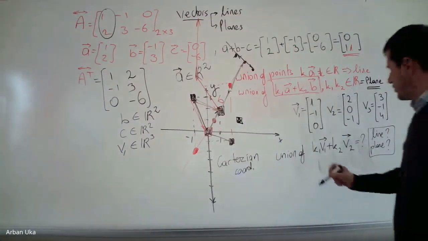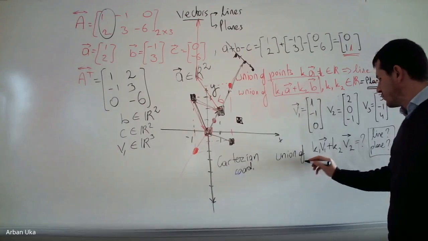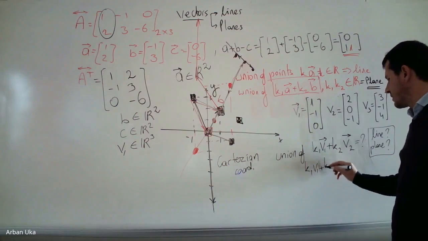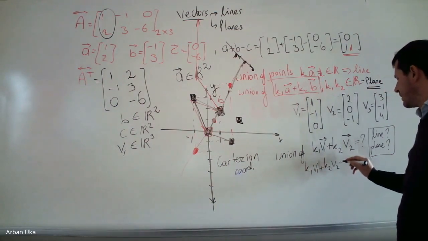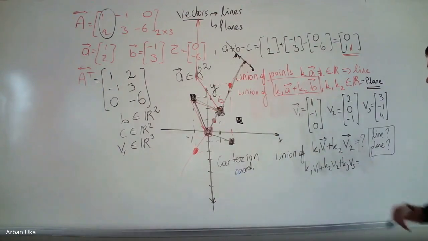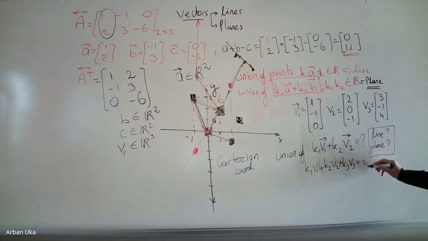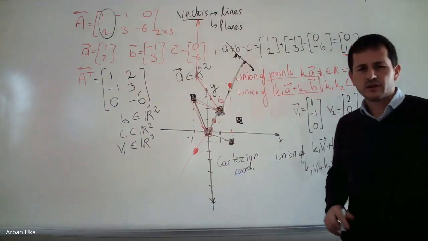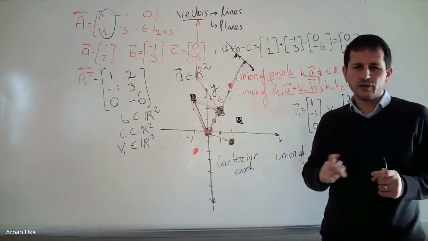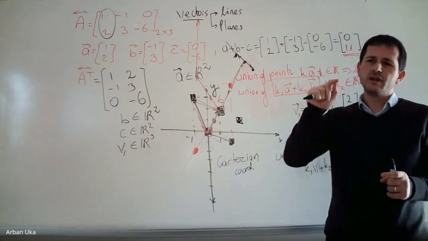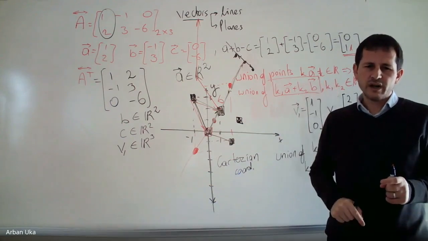We can also assume the union of K1 V1 plus K2 V2 plus K3 V3, which in this case would be the complete space, because this is similar to the way that we can describe the three-dimensional space or the volume in your rooms where you are right now. You can describe any point in this room by x, y, and z.